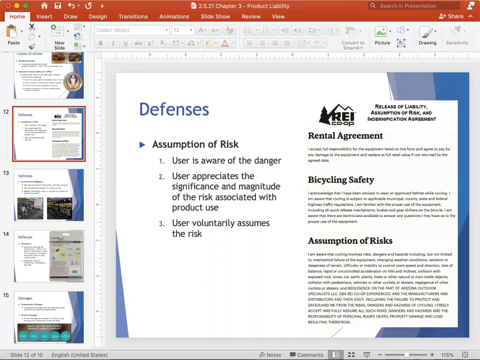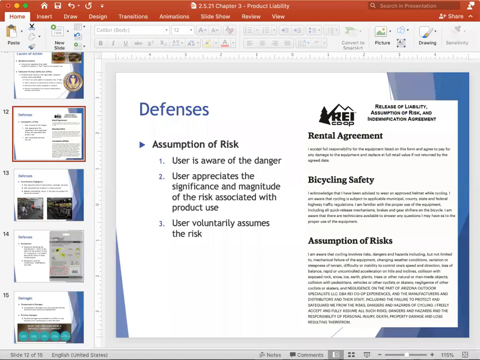It's talking about how to safely use the product, but in the assumption of risk, it is recognizing that there are known dangers and hazards when you are using a bicycle. It might be mechanical failure, right? It might be that you lose your balance and you fall over. It might be collision. And so they're outlining some of the major risks associated with use of the product.